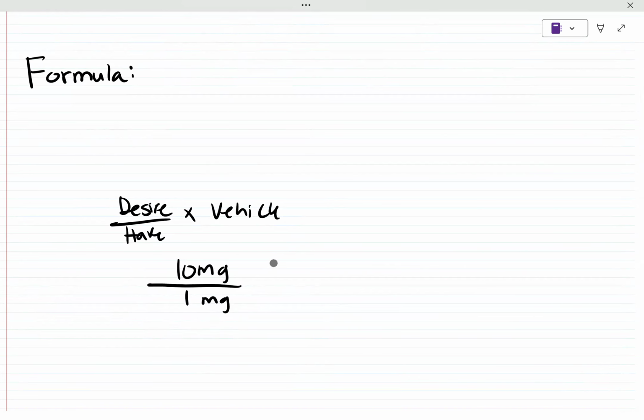The formula method is desired over have. So desired was 10 milligrams. We were given the 1 milligram, and then it was 1 milliliter. So put it all together, you get 10 milliliters.